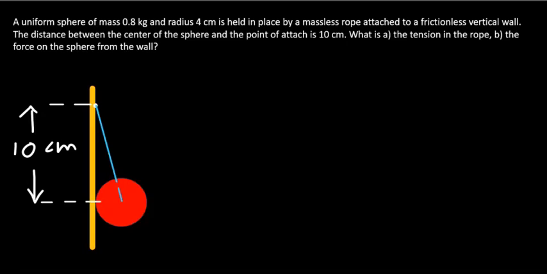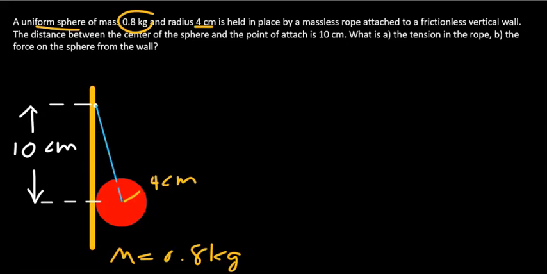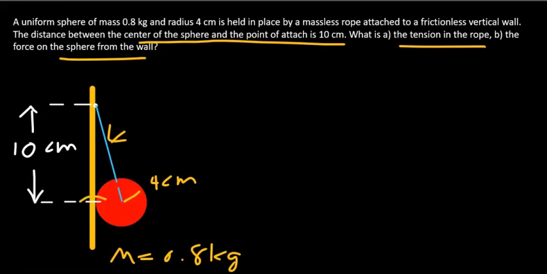Problem 2. A uniform sphere of mass 0.8 kg and radius 4 cm. So the radius is 4 cm, and the mass of this sphere is 0.8 kilograms. Is held in place by a massless rope, attached to a frictionless vertical wall at that point. The distance between the center of the sphere and the point of attach is 10 cm. Find the tension in that rope and also the force on the sphere from the wall at that point.